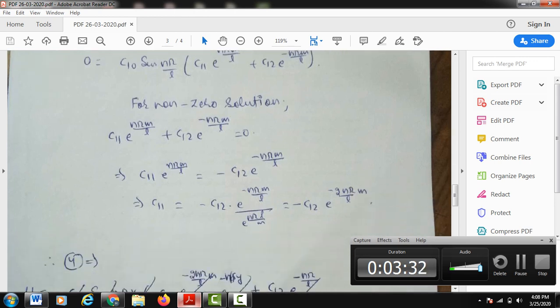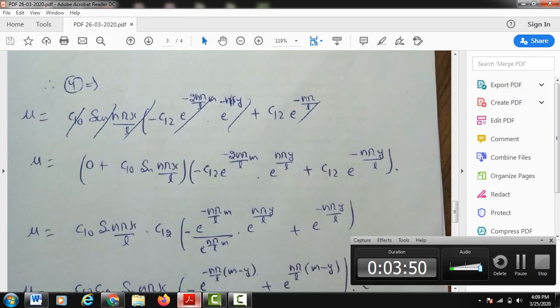So you can take one factor on the right hand side. So c11 is minus c12 e to the power minus n pi M over L over e to the power n pi M over L. The base is the same in the denominator, so the powers get subtracted. So from the fourth solution, if I put all these values in the fourth, I will get this one. Simplifying, taking the common factor, e to the power minus 2n pi M over L can be broken into e to the power minus n pi M over L over e to the power n pi M over L.